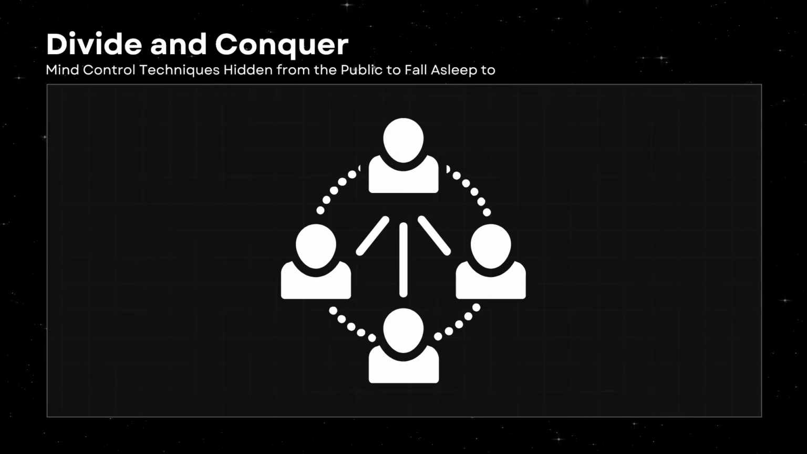Divide and conquer shows up in schools. Students are sorted by test scores, neighborhoods, or behavior. Some get labeled gifted. Others are called trouble. These labels stick. The students stop seeing each other as equals. The system does not have to teach inequality. It only needs to reward some and punish others. The students do the rest. They fight for place, not justice.